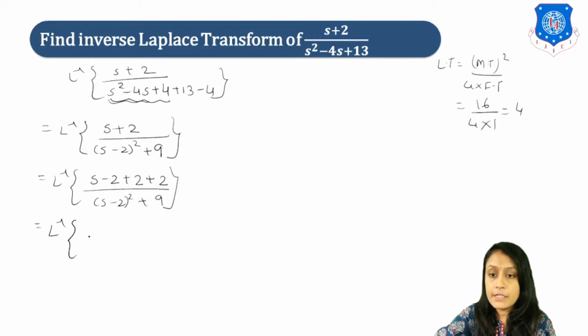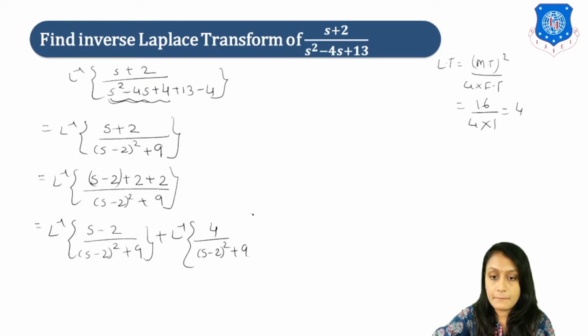Now what we will do, we'll take this s minus 2 and this denominator. So we have s minus 2 upon s minus 2 whole square plus 9. Okay, and we will split this. So from here 2 plus 2 it will give you 4. So 4 upon s minus 2 whole square plus 9.